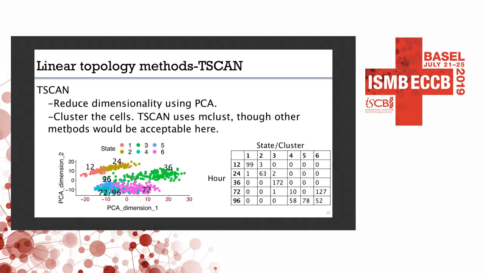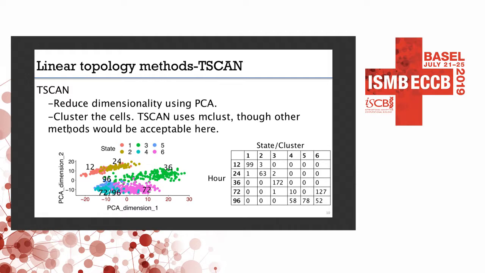And so the first method I want to talk about is TSCAN. This is a linear trajectory method. It first reduces the dimensionality using PCA, and then it will cluster the cells. It actually uses mclust to cluster, but it lets you use whatever clustering method you want and just feed in the actual cluster identities. And here I'm visualizing the PCA dimensions of these cells.